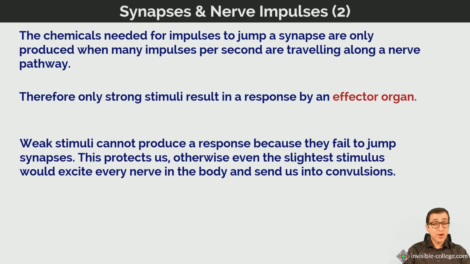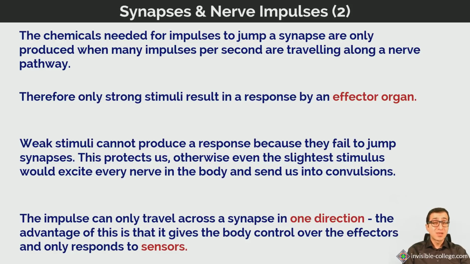Now, the impulse can only travel across a synapse in one direction. Now, the advantage of this is that it gives the body control over the effectors and only responds to sensors.